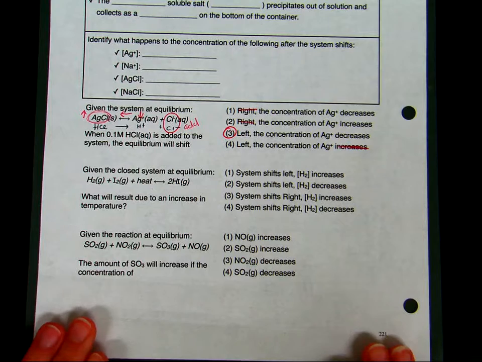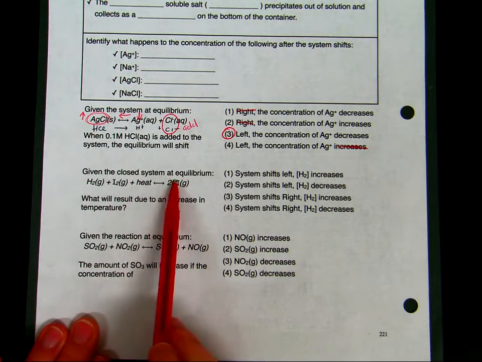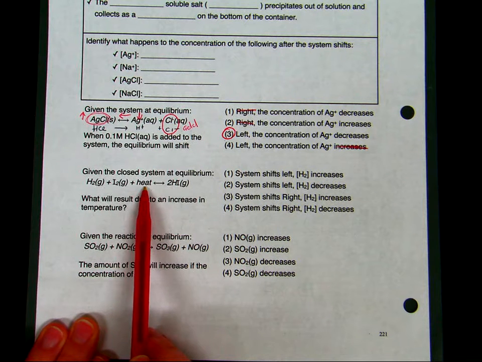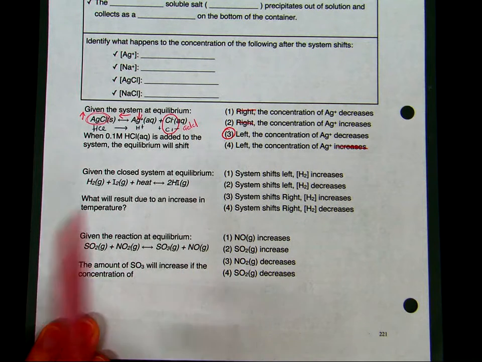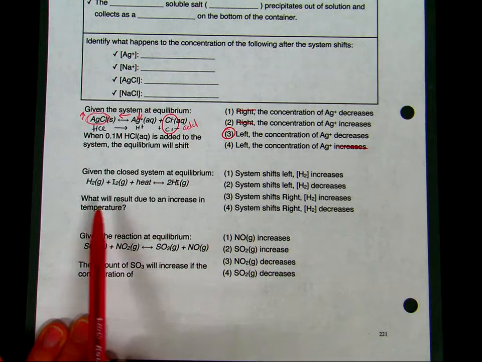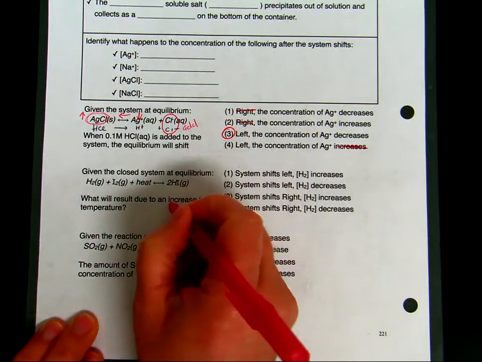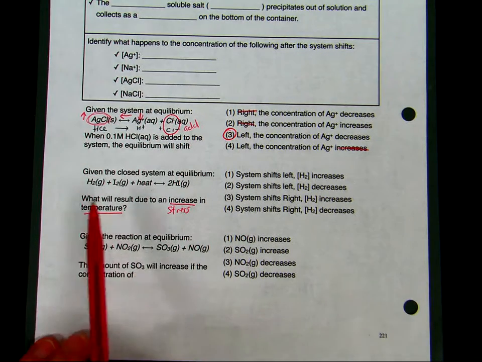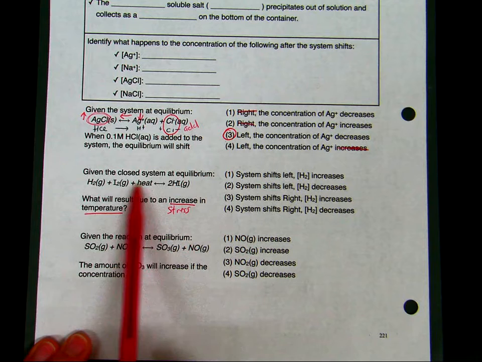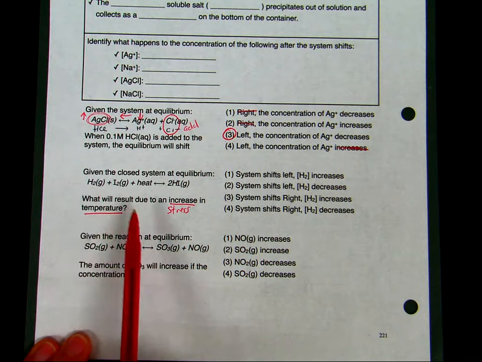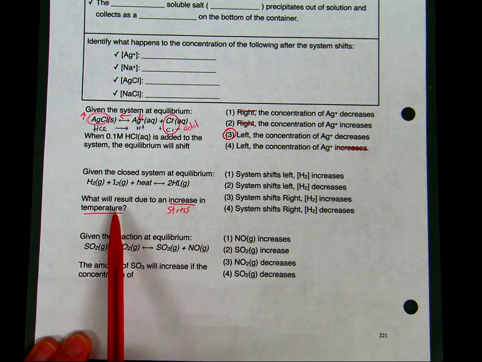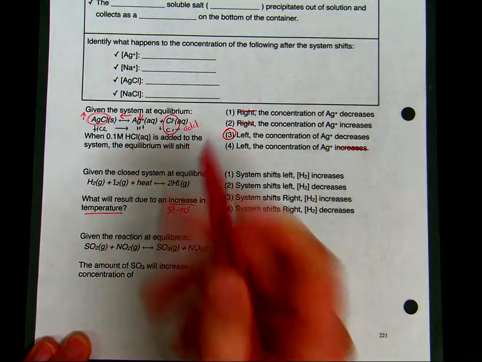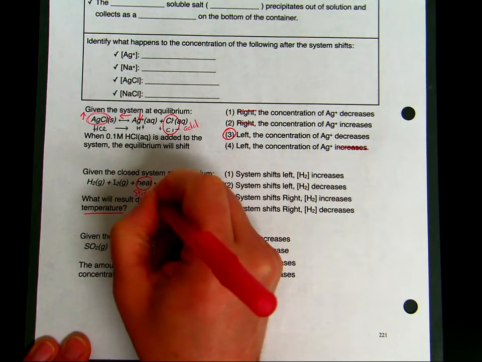Okay, next question. We have a closed system at equilibrium. It contains hydrogen and iodine and heat on the reactant side, and hydrogen iodide on the product side. What will result due to an increase in the temperature? So this is the stress. Now notice there are no degrees Celsius or kelvins within the reaction of the system, so you have to think about, well, when you change temperature, you are changing the system's heat. So this is actually the stress.